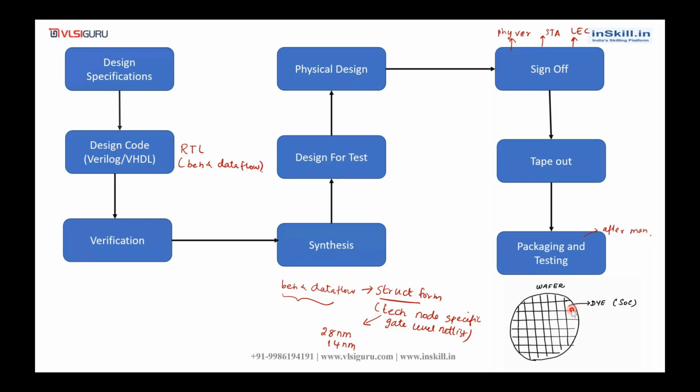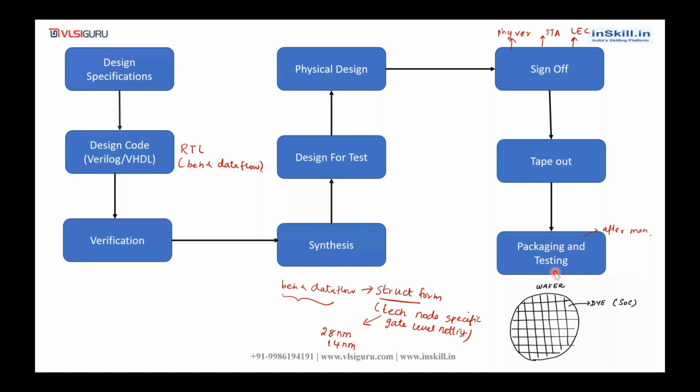So covering each and every small portion, this die, with a protective layer is called packaging. And testing means to test whether our chip is good or not, whether there are any manufacturing defects in our chip or not. That is what is testing. In our later slides, we will discuss more about design for test and testing in much more detail.